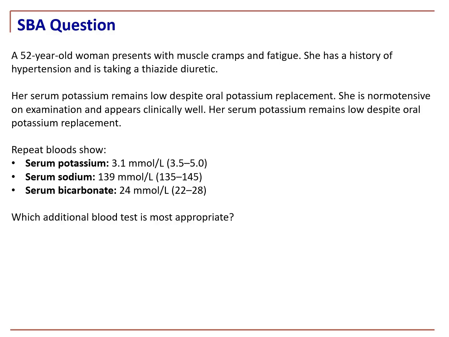Well, the key clue here is persistence despite that potassium replacement. And obviously I did it on purpose. I wrote that twice in the clue, to make it a double clue. So remember, continuing thiazide treatment may contribute to ongoing renal loss, but in this case, magnesium should also be checked because magnesium depletion promotes renal potassium wasting. So therefore, the most appropriate test is serum magnesium. Remember, potassium replacement may be ineffective until any potential magnesium deficiency is addressed.